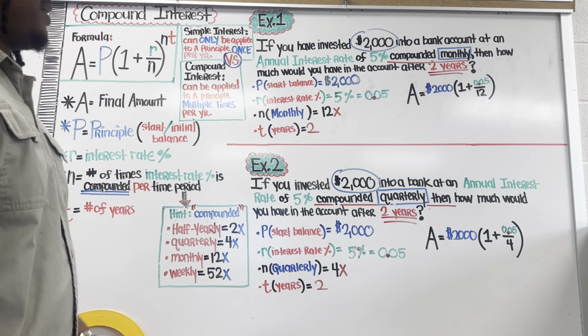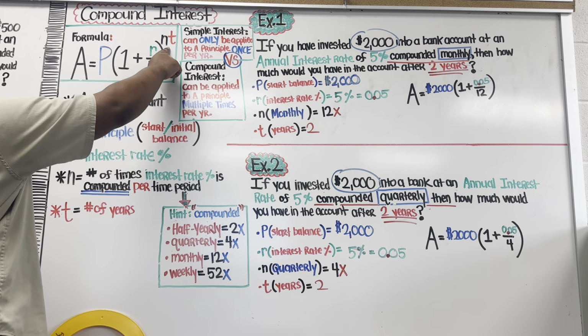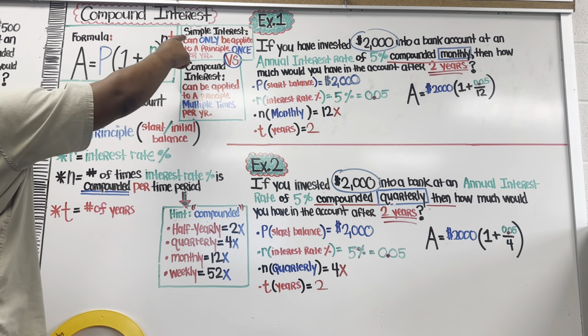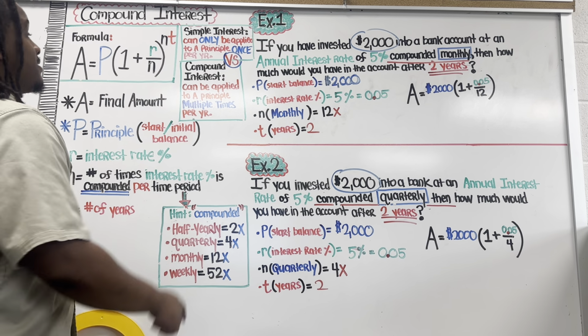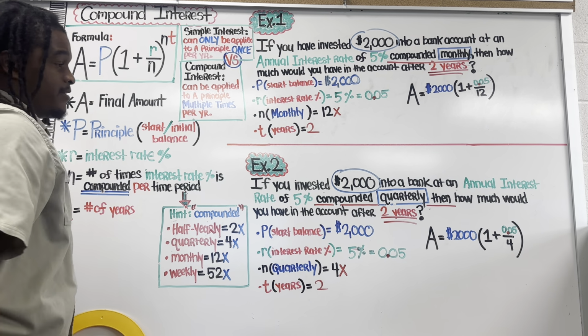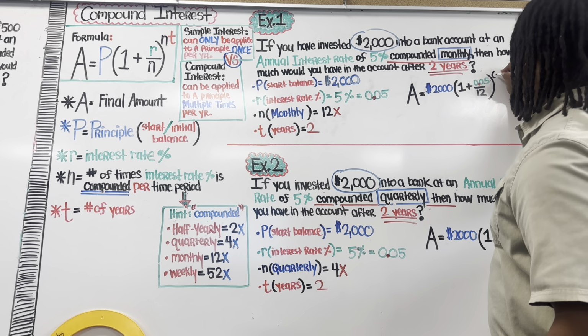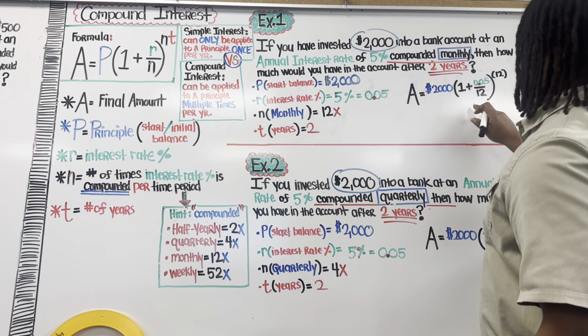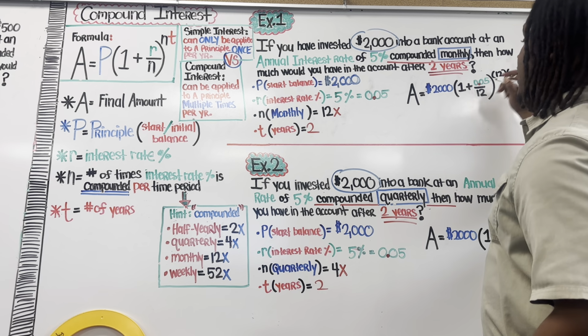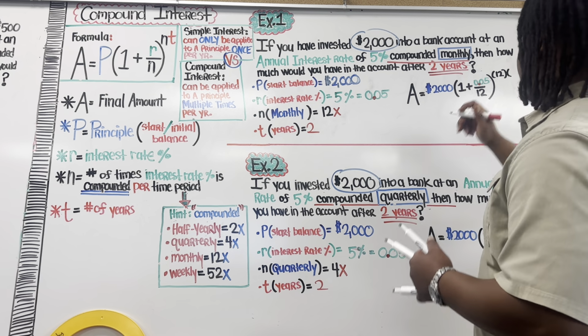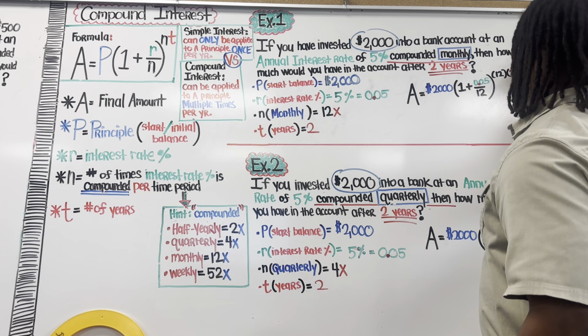Okay? And then last but not least, guys, we have to put the exponents. Once again, n is the number of times it's compounded, times t, which is the number of years, right? So in this situation right here, guys, it's compounded 12 times, right? Times how many years? 2 years, right? Because they want to know what is the final amount after 2 years.